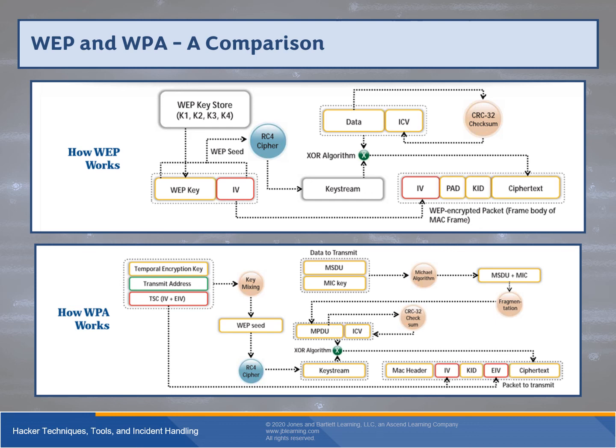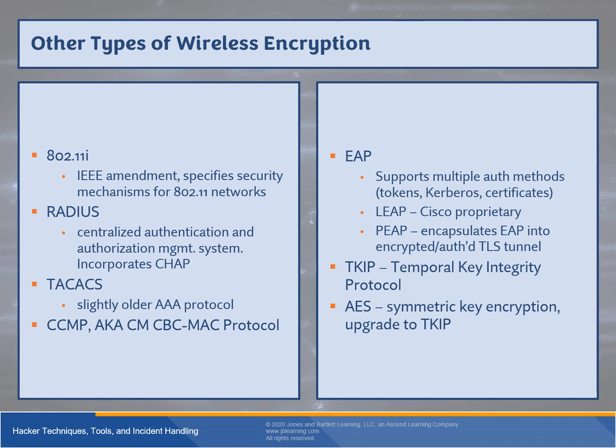Better hardware, better encryption. Some other things we would see would be 802.11i. This is an amendment specifically for security mechanisms for 802.11. Radius is central authentication and authorization. We talked about that just a moment ago. It incorporates CHAP, or challenge handshake authentication. TACACS is terminal access controller access control system. A little redundant, but there you are. It's a slightly older AAA protocol that gets used in Radius a lot. Kerberos also is going to be a newer instantiation of these.